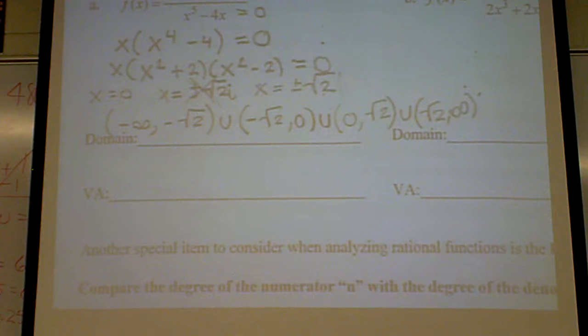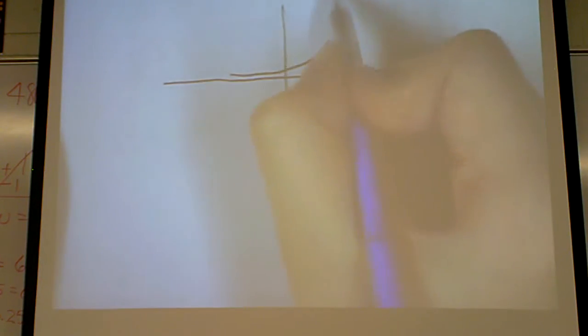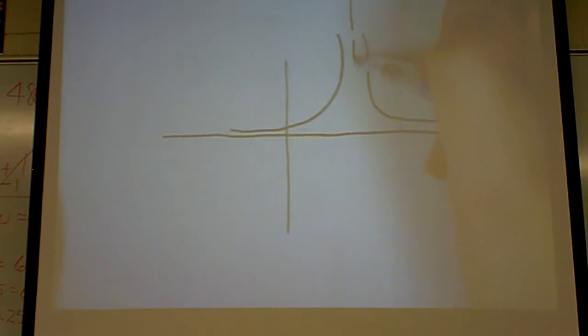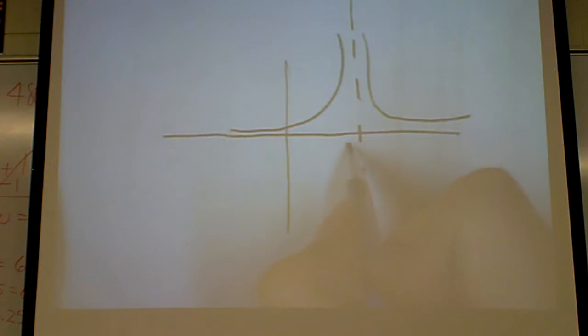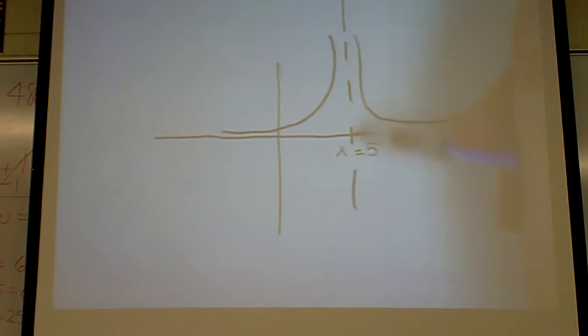Do you guys have any questions on how to do that? So what would my vertical asymptotes be? What is a vertical asymptote? It's where the graph comes really, really close to a point, but it doesn't quite touch it. So if I had a graph like this, coming really close to this value over here, say x equals 5, then 5 would be my vertical asymptote.